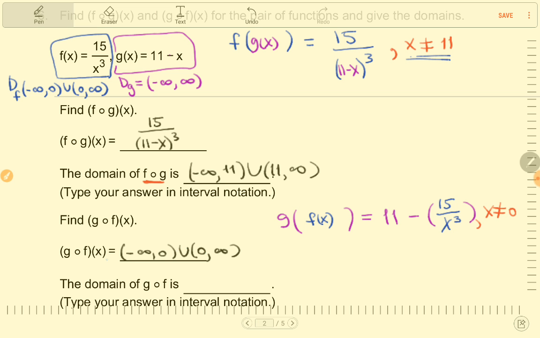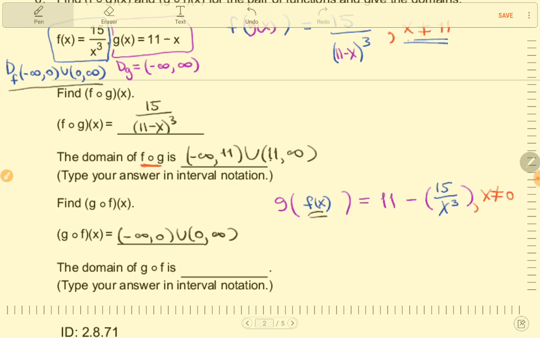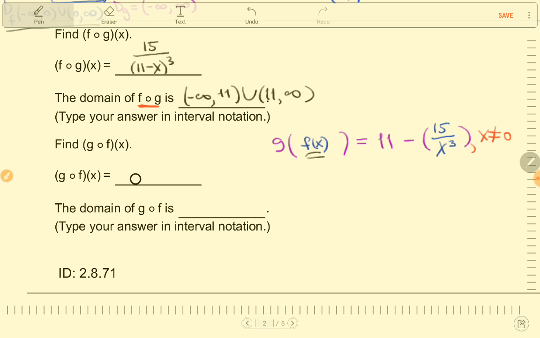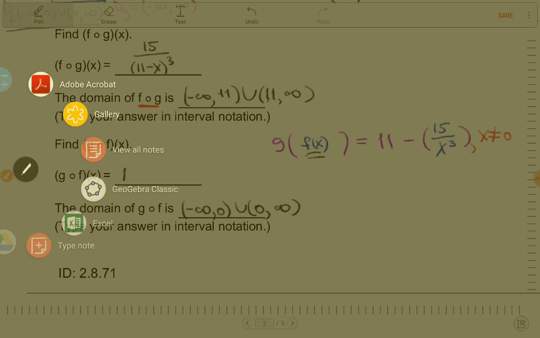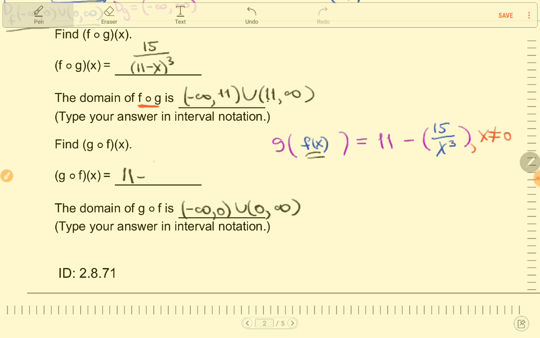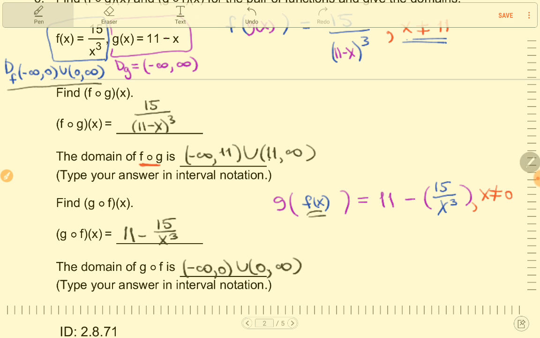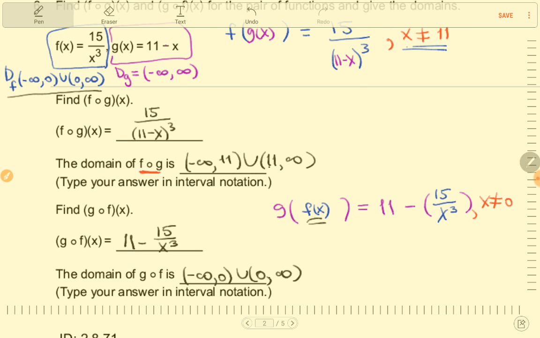And so I just want to make sure that all of those values are in the domain of the inner function. Looking back at the domain of f I have here, it's actually identical, so it's good. Oh, I put that in the wrong spot. That was supposed to go down here. And the answer to this part is 11 minus 15 over x cubed. So that's how you find composite functions.